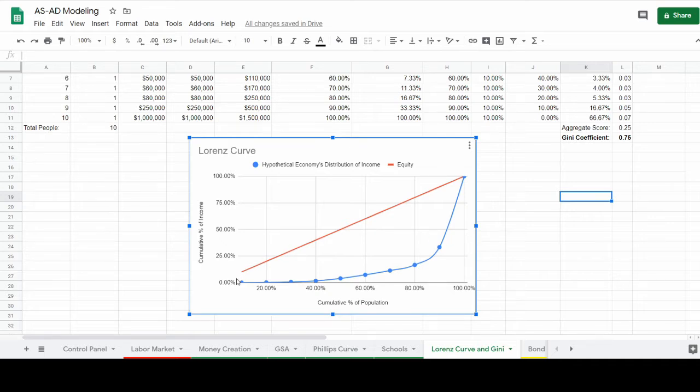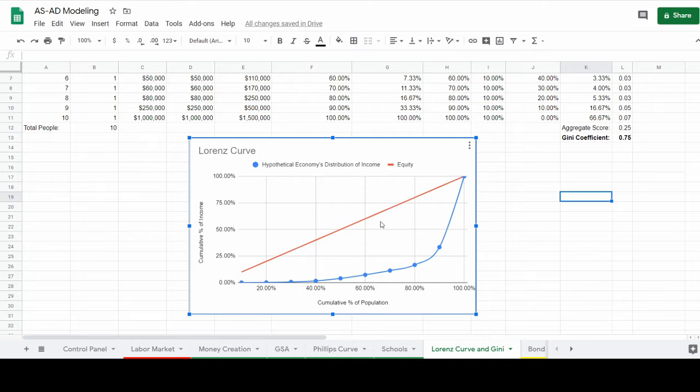Our hypothetical economy, in a perfectly ideal and equitable world, would have its blue line drawn right on top of this red line. So you can tell that the distance between the blue and the red line represents the amount, the burden of inequality that exists in this economy. And the more bowed down this curve is, the higher and higher the degree of inequality.